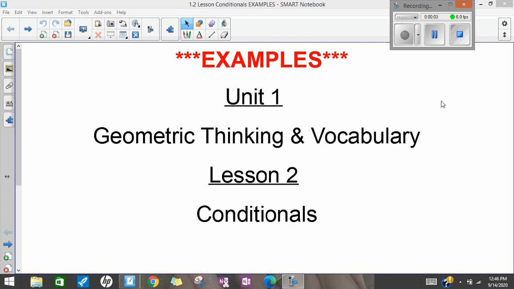Hey, I have some extra examples here to go over with you on conditional statements, converse, inverse, contrapositive, and biconditionals.